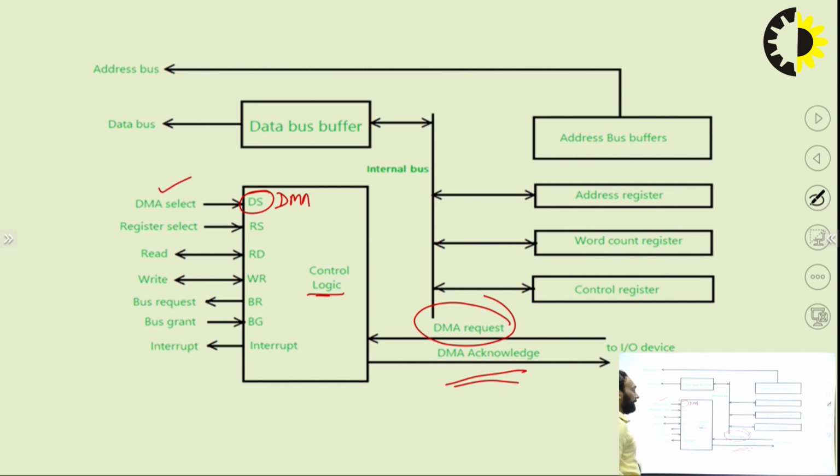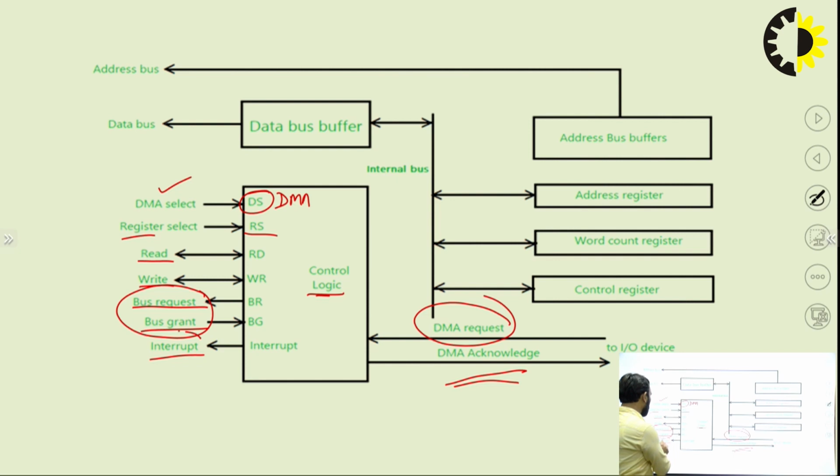as written here. Second is RS, which is used for register select. Along with that, we have the read operation and write operation. Apart from that, we have bus request, bus grant, and interrupt. What are bus request and bus grant? These signals, as we read about them in bus arbitration, are required to access the bus for sharing data over the network or between the devices.